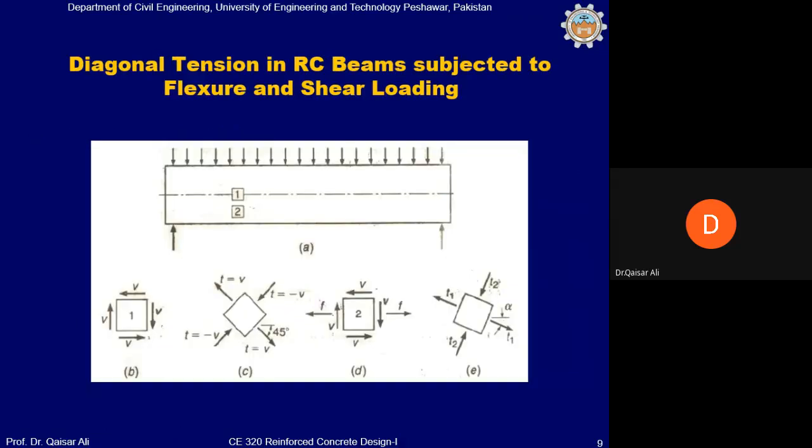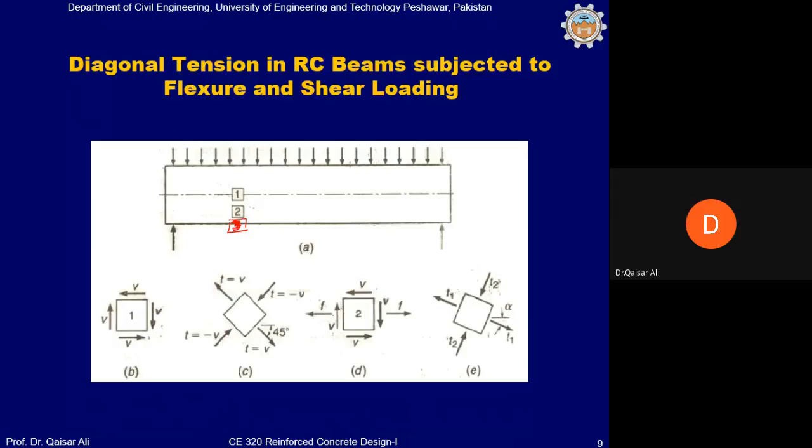Next we will discuss the cracking due to shear stresses. We will discuss the element through the depth of the beam, element 1, 2, and another element 3, which is not shown in this figure, but I will mark this element 3 here. And now I will ask a few questions from you.